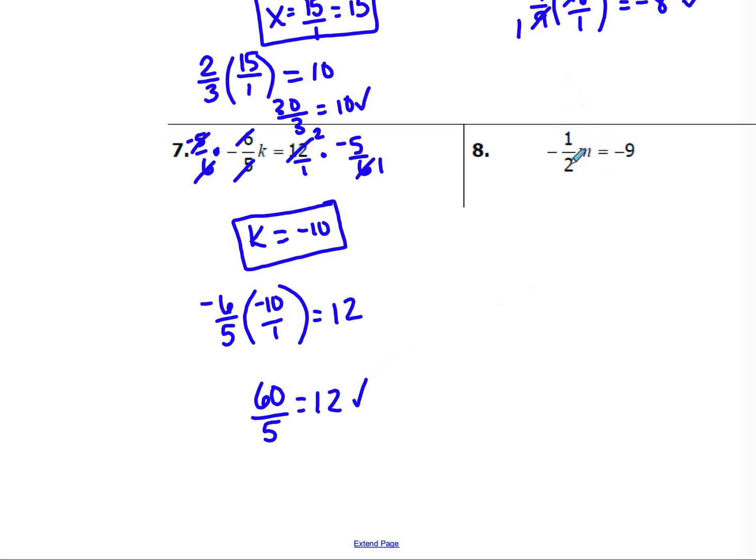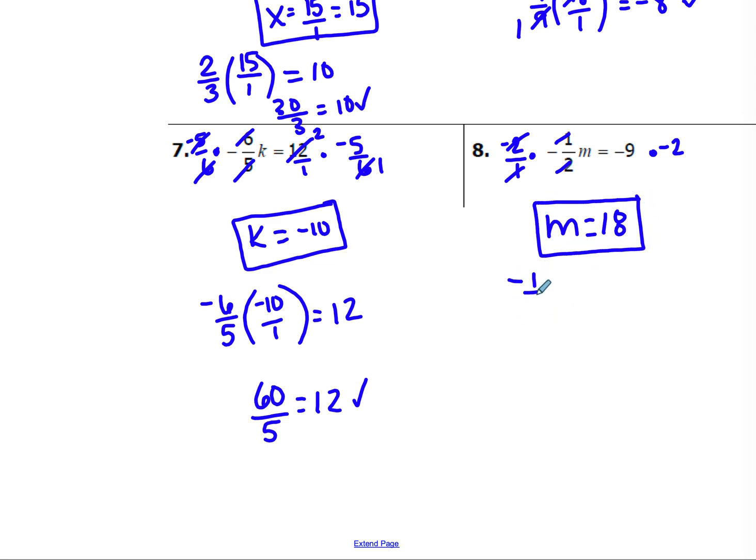And then number 8, -1/2 m equals -9. Keep, change, flip, we'd be multiplying by -2/1. On this side, since I don't have a fraction, -2/1 is just like -2. I'm just going to leave it as -2 on this side. Our 2's cancel out, our negatives cancel out, our 1's cancel out, leaving us with m. -9 times -2 is a positive 18. Same sign, answer is positive for multiplication and division.